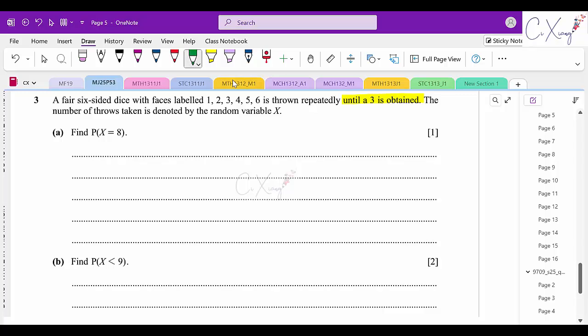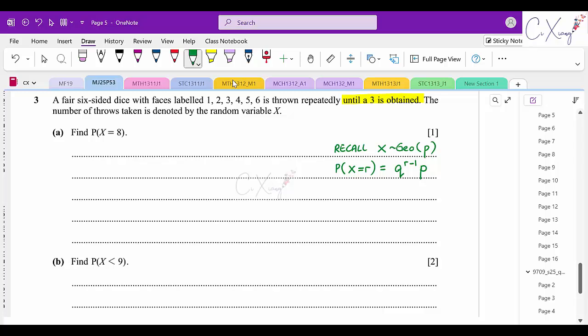Okay, so now let's recall again. What do we have for a geometric distribution? There's only one parameter in a geometric distribution, which is p. And then the general formula for us to get the probability is, if the first success occurs at the r-th throw, the r-th trial, then that means the r minus 1 trials are failures, right? So it will be q power r minus 1, then multiplied by p. Okay, this is one of the general formulas.